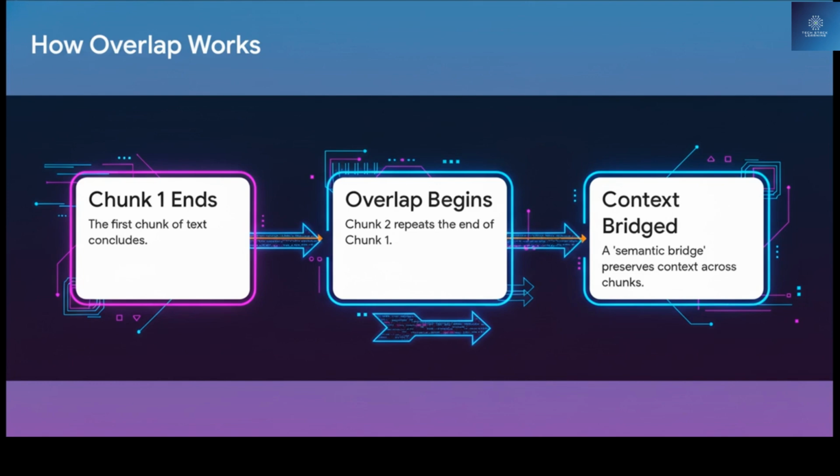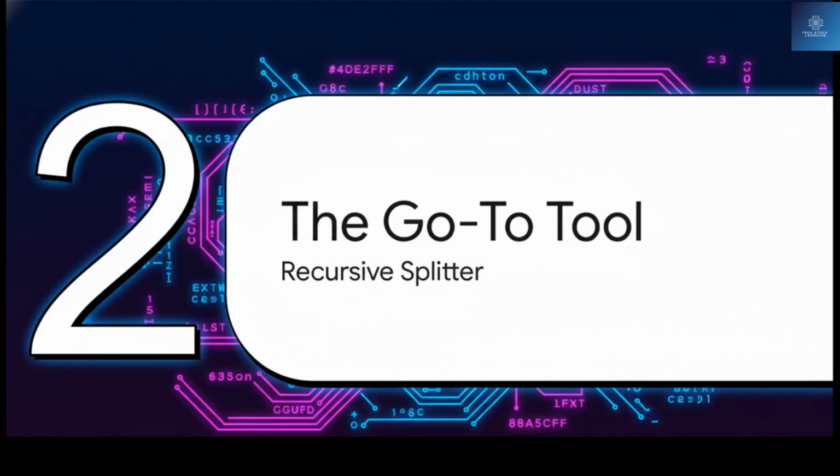The idea is simple but powerful. You make the beginning of each new chunk repeat the last few sentences of the chunk before it. This creates what's called a semantic bridge. It's like giving the model a little running start into the next piece of text, making sure nothing important gets lost in the gap.